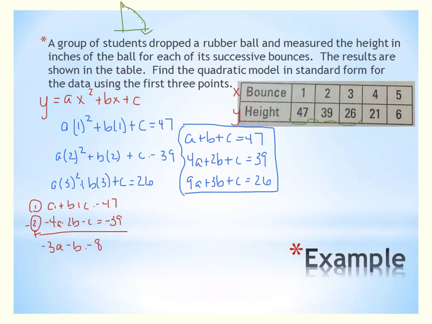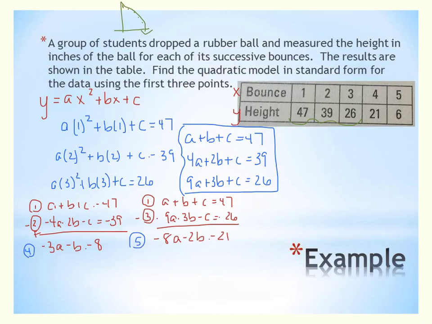Equals 8. And then I'm going to multiply equation 3 by negative 1. So I get a plus b plus c equals 47, and negative 9a minus 3b minus c equals negative 26. Negative 8a minus 2b equals 21. So this is my equation 4 and 5. And I'm going to put those together.